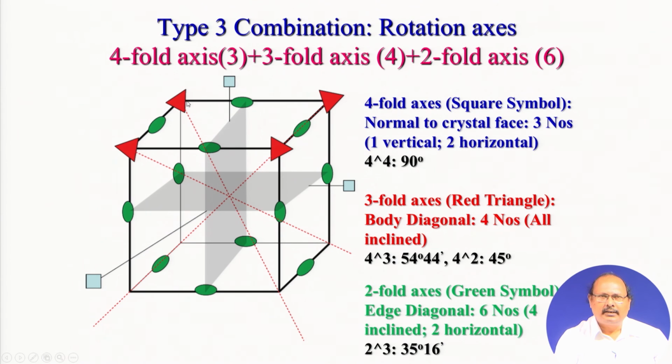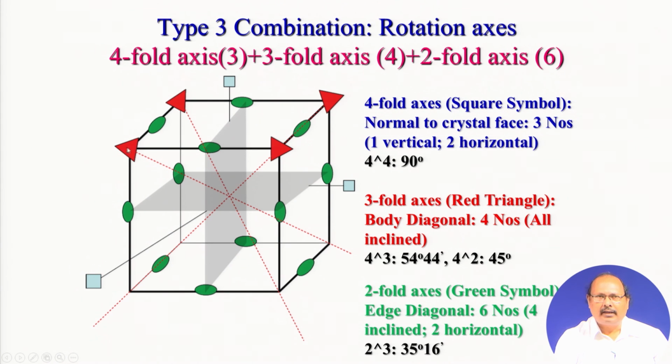Whereas, you have 3 body diagonals here. So, this red colored line refers to a 3-fold rotation axis. This is one body diagonal here, another here, another here, and another here. So, there are 4 body diagonals in this cube. The body diagonals are the opposite corners joined with each other. So, these are the locations of the 3-fold rotation axes.